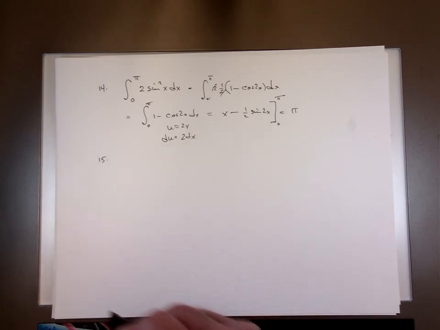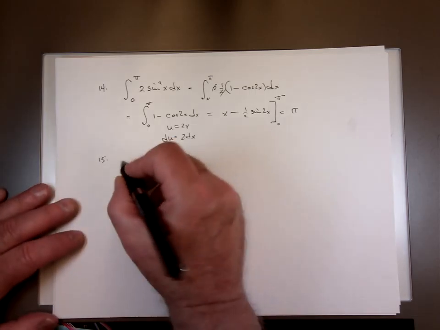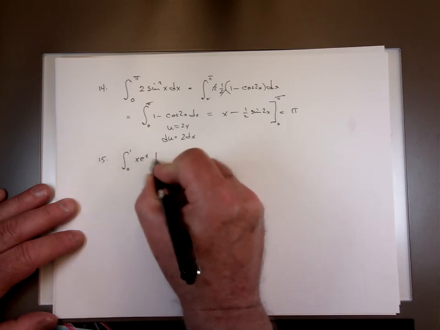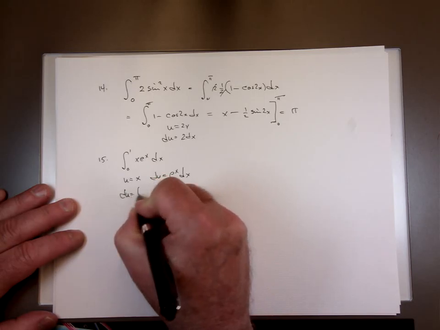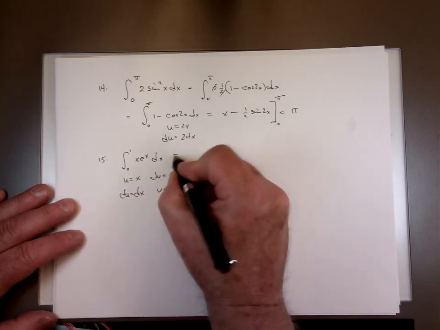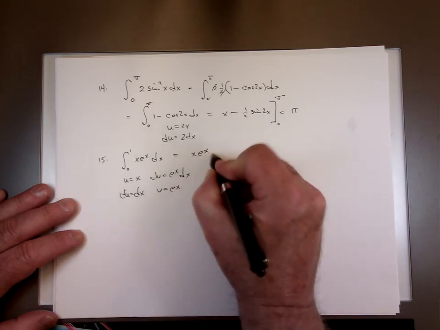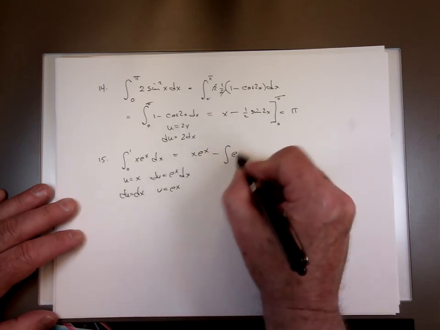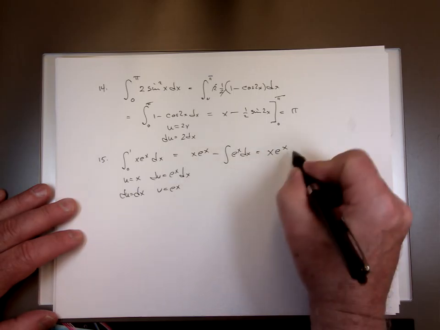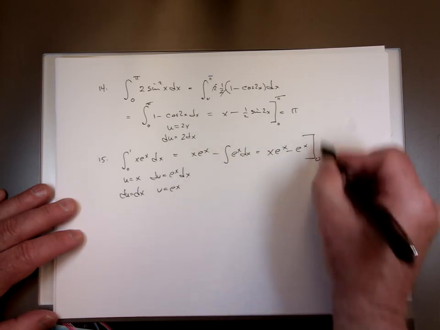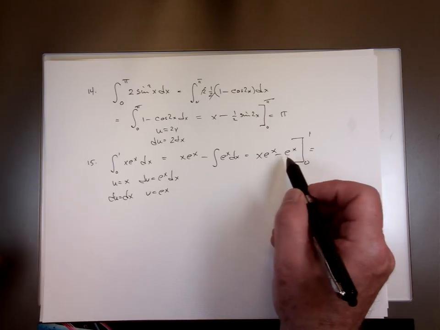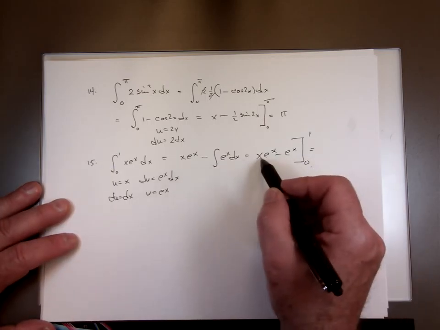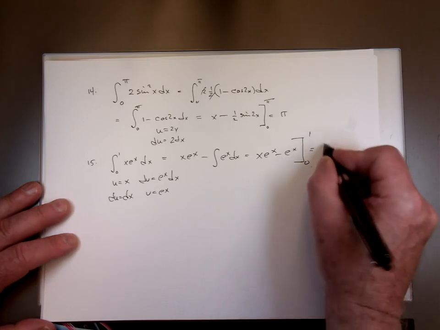All right, 15. X e to the x. Integration by parts. U is x. The dv is e to the x dx. Du is dx. V is e to the x. So we get uv minus the integral of v du. The integral of e to the x is e to the x, 0 to 1. You put in a 1 here, you get e to the first, or e, minus e. Then you put in a 0, and it's minus. You get a 0, minus, minus, plus e to the 0, which is 1.